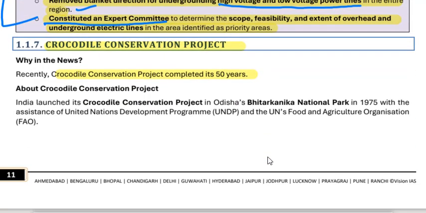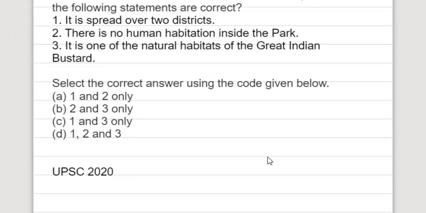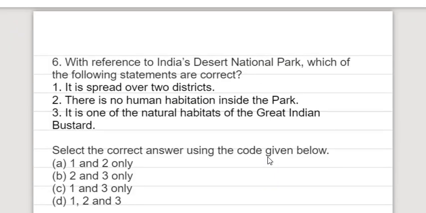Okay. One question came in UPSC related to this in 2020. This is question number 6. I already told you, answer in the comment box for each and every question. With reference to India's Desert National Park, which of the following statements is correct? It is spread over 2 districts. There is no human habitation inside the park. It is one of the natural habitats of the Great Indian Bustard.